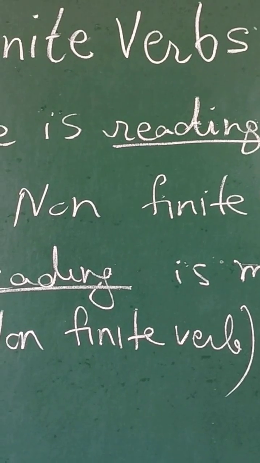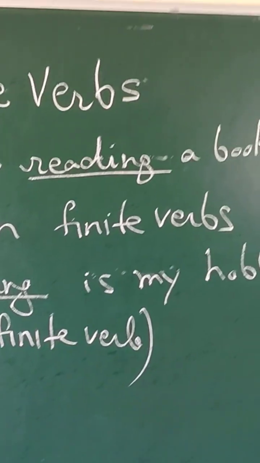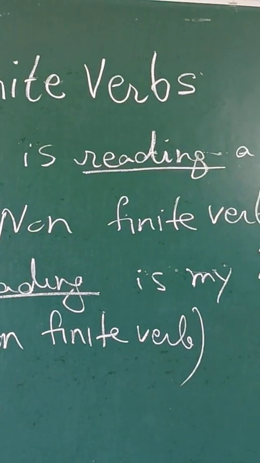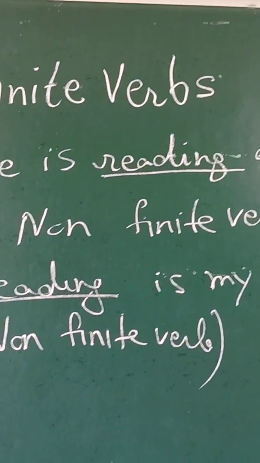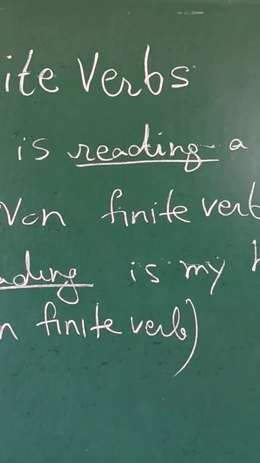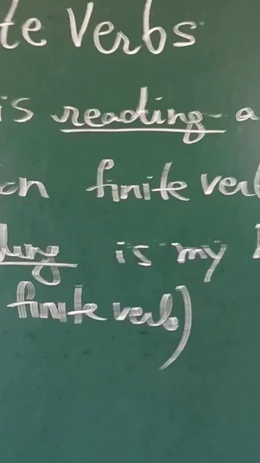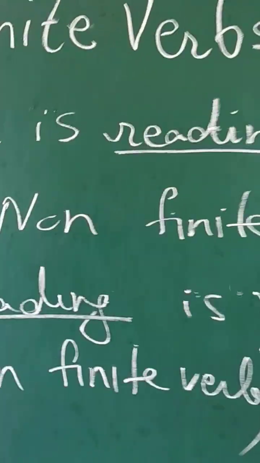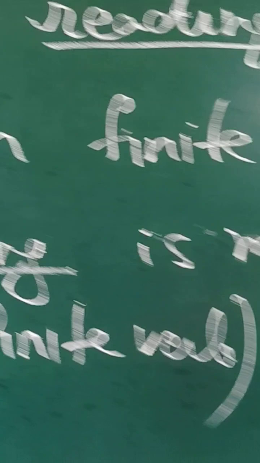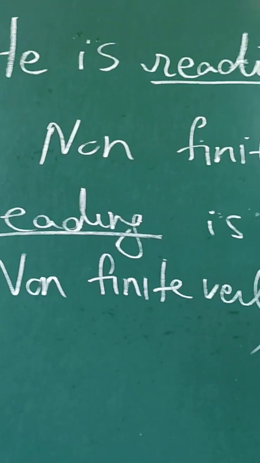Reading is a verb. Why is reading a verb? Firstly, ing. All the ing words are verbs. But what is the difference between finite verbs and non-finite verbs? When you are doing an action, the action is taking place, that is a finite verb. But what are non-finite verbs? The non-finite verbs are like this. When you are making a sentence, reading is my hobby, you can see here it is a non-finite verb. So in reading is my hobby, reading is a non-finite verb because it is acting as a gerund here.